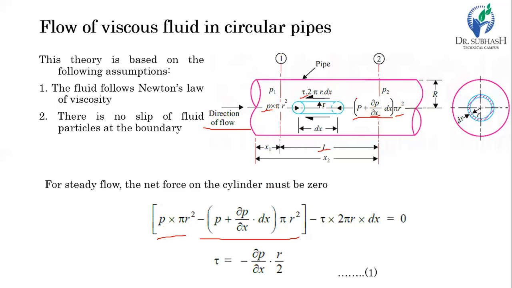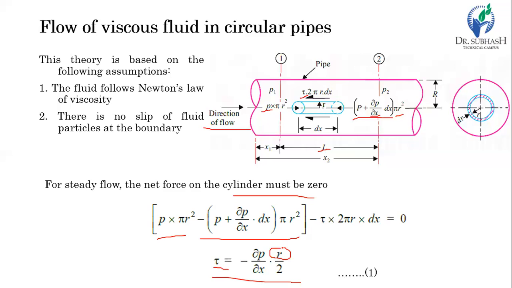Now again, shear force is also acting in the opposite direction, so it will again be negative. So minus tau times 2 pi r into dx equal to 0, because already we have considered this is in equilibrium condition. And after simplification, when you open the bracket, P into pi r square and P into pi r square will cancel out, and dx pi r dx pi r will cancel out, and the remaining term will be tau equal to minus del P by del x into r by 2. So this is the relation between shear stress and radius of the cylinder.